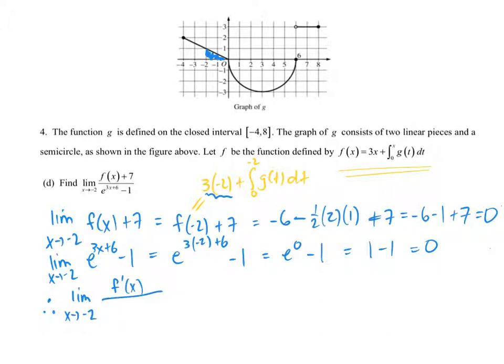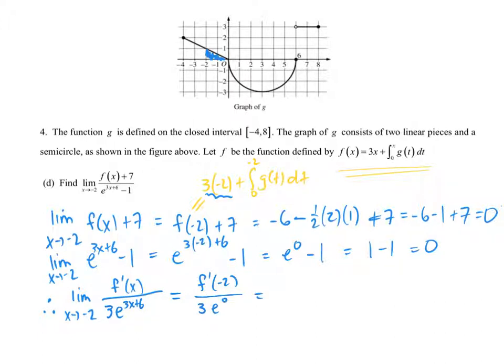divided by the derivative of the denominator. And the derivative of my e to the 3x plus 6, I'm going to use the rule for that, which says e to the 3x plus 6 times the derivative of 3x plus 6, which is 3, and then the derivative of minus 1 would just be 0 since it's a constant. Okay, I'm going to go ahead and try this again. So f prime of negative 2 divided by 3 times e to the 0.